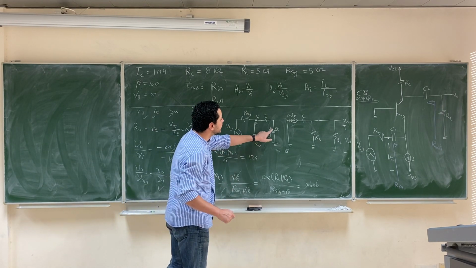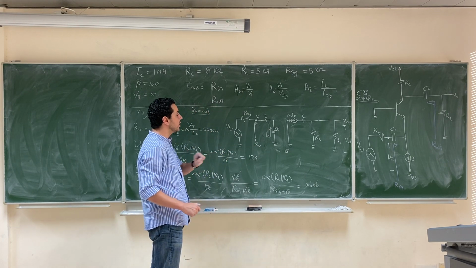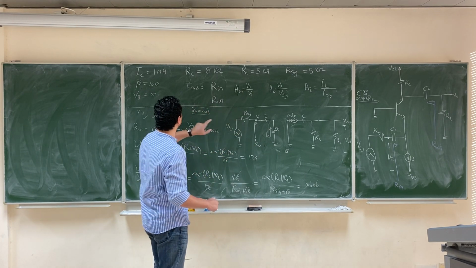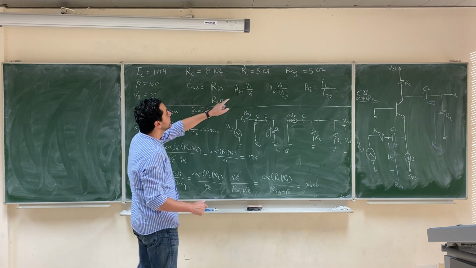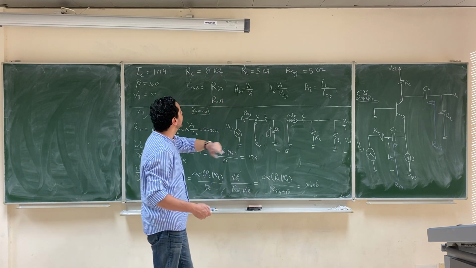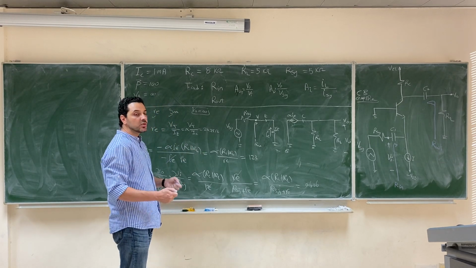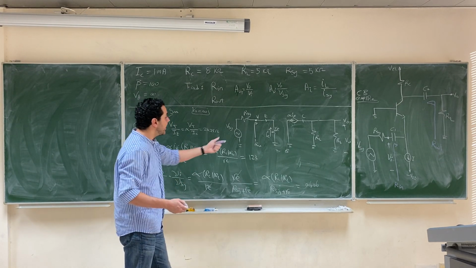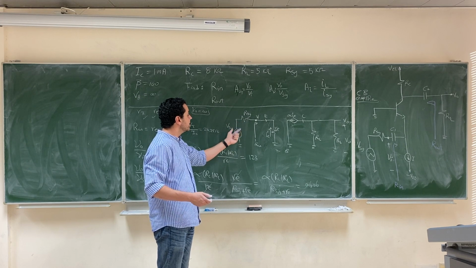Usually RE is very small. And if our signal is high, like in our case here, our signal is 5 kilo ohm, it's in the same range of the load, same range of RC, okay? This will reduce the gain very much. It will take a big part of the input voltage.